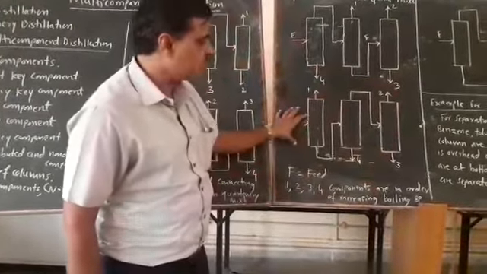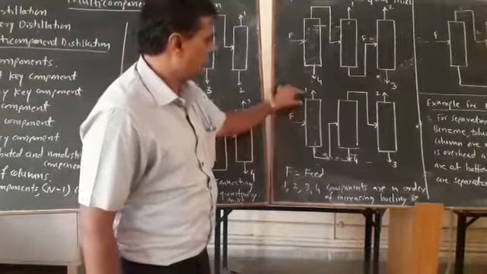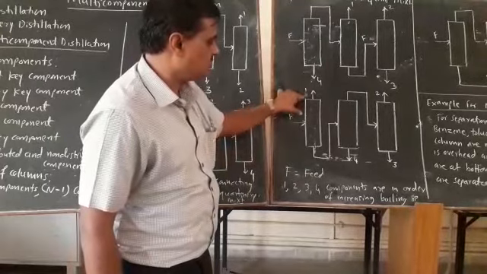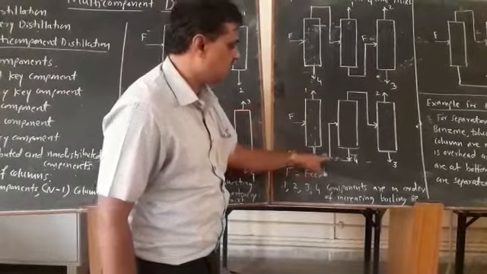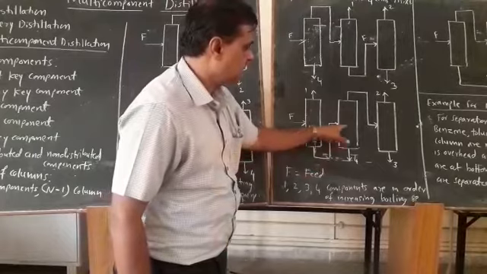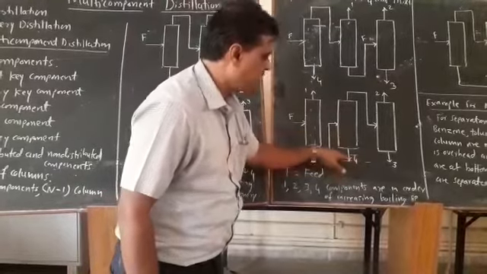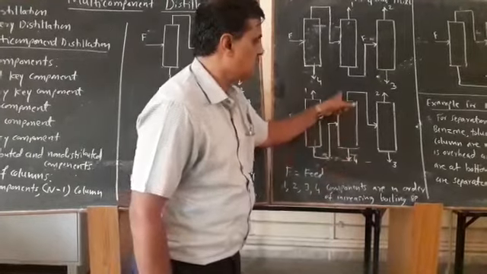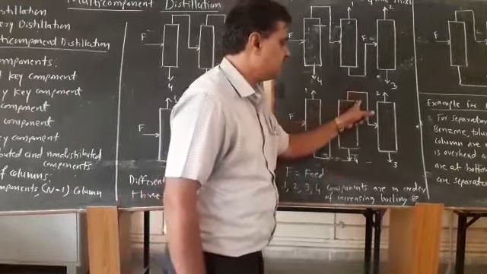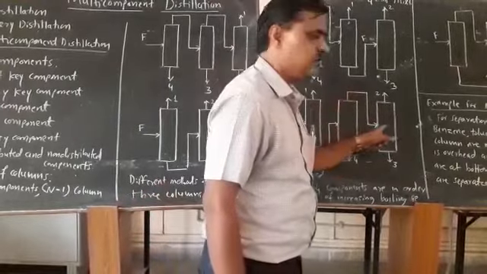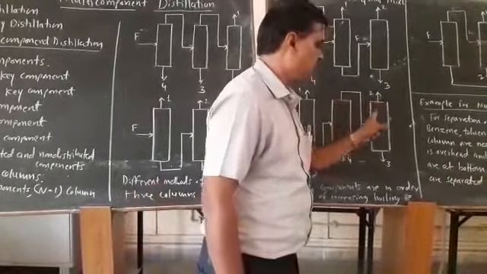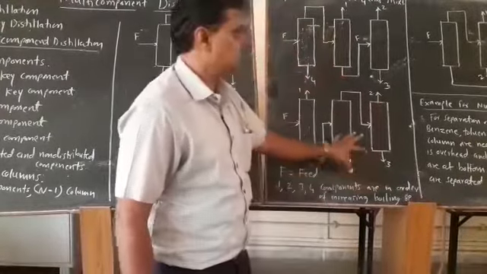Let us see the fourth diagram, where component 1 is obtained from the first column, then the mixture of second, third, fourth is obtained, which enters the second column. Here the fourth component is separated out, and the mixture of second and third is obtained at the top, which enters the third column where the second and third components are separated.